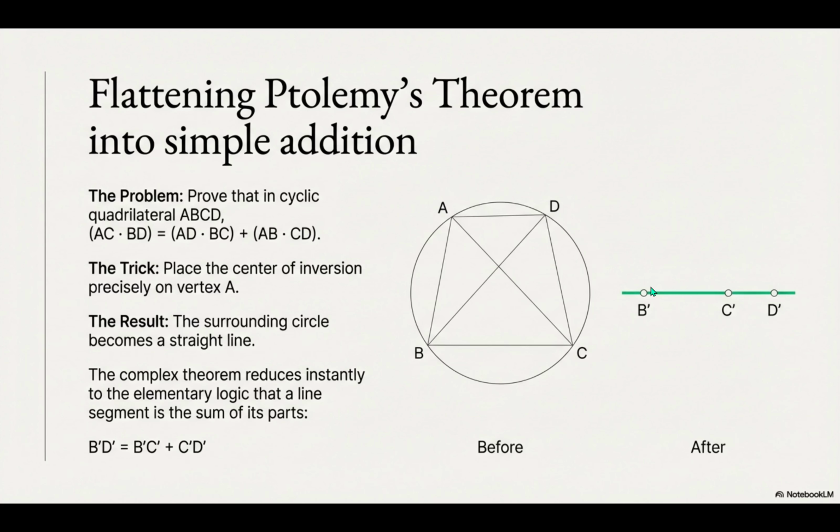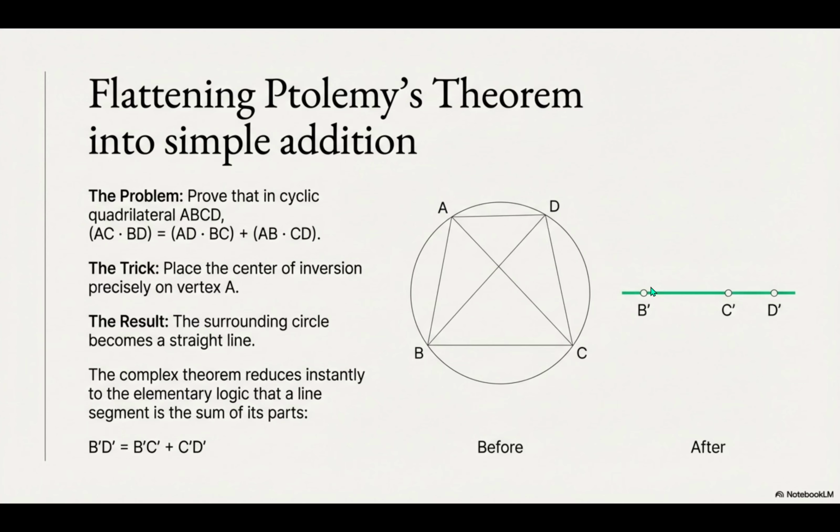It flattens entirely. And think about the other three corners of your shape, B, C, and D. They're all sitting on that circle. So when the circle unrolls into a straight line, those three points are inverted into three new points, B prime, C prime, and D prime. And they are now sitting perfectly in a row on a single, straight, flat line. Oh, wow. That is a massive aha moment. You take this complex, headache-inducing theorem with intersecting diagonals and surrounding circles, and you reduce it instantly to the most elementary logic we teach to kids in grade school.